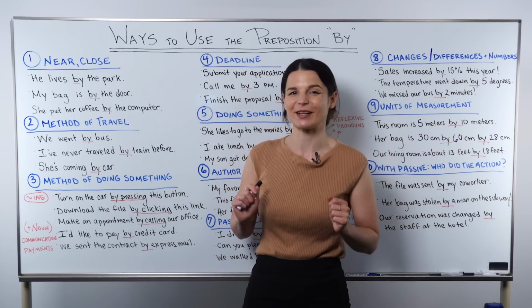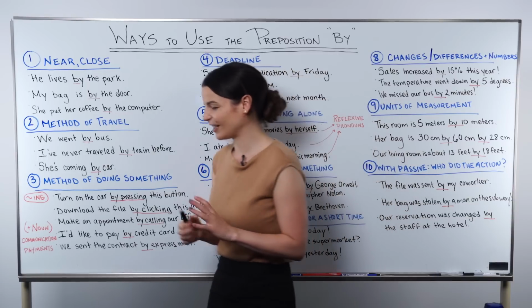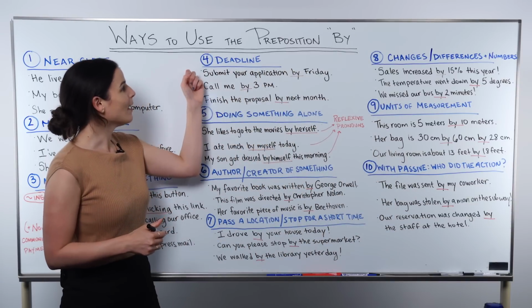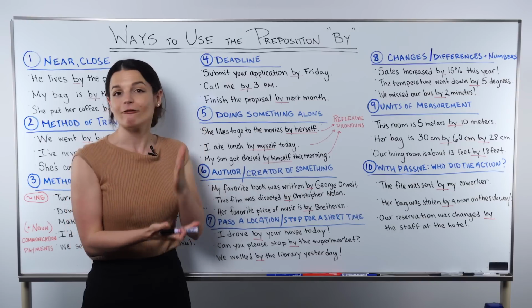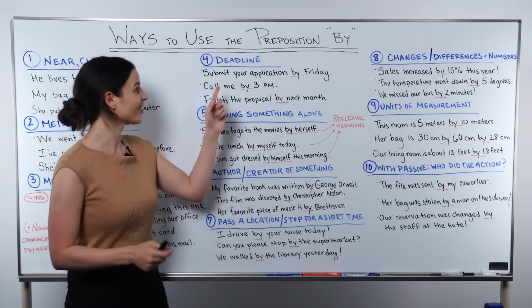Okay, that was a lot of information. Let's go along to the next one then. The next one, number 4, is by used to express a deadline. So a deadline, that means the finish point for something. So let's look at our examples.